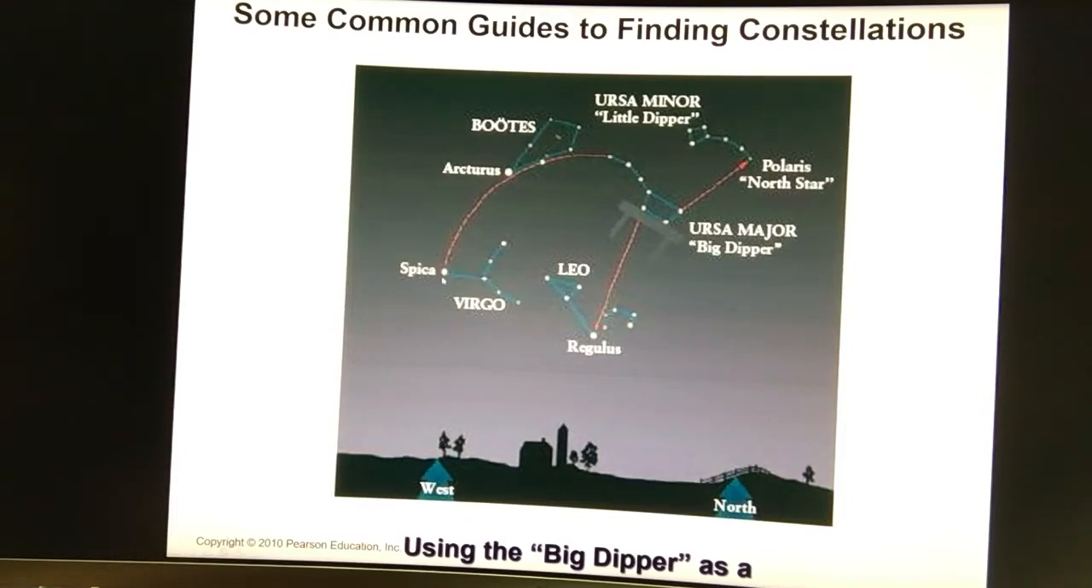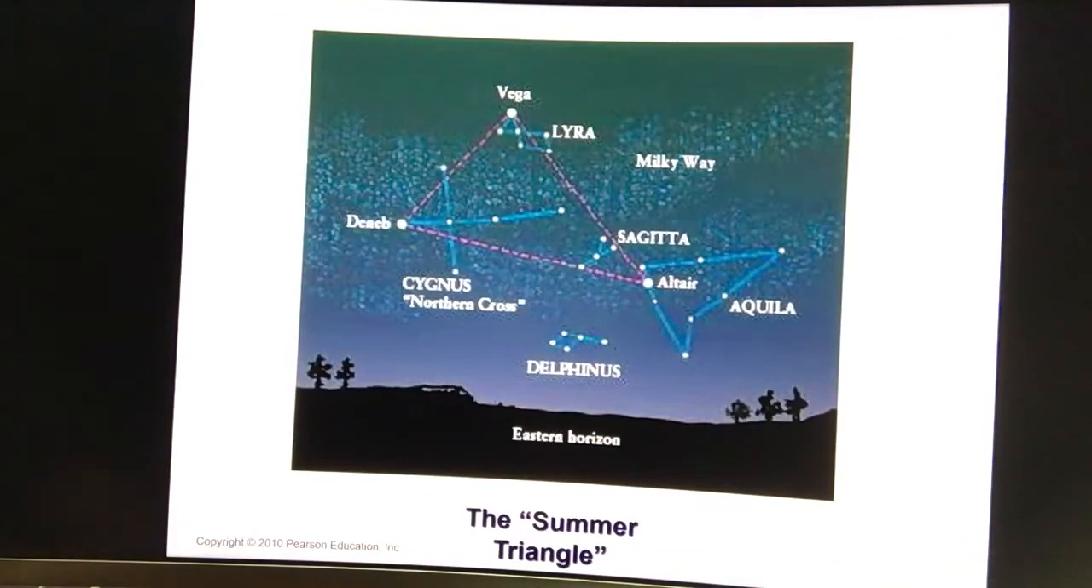If you go a little bit further, you're going to see Spica, which is the brightest star in the Virgo constellation. During the summertime, there's a typical pattern you can see in the sky, which is called the summer triangle. Vega from the Lyra constellation, Deneb from the Cygnus constellation, and Altair from the Aquila constellation. These three stars are the brightest stars in the summertime, so they form the summer triangle.